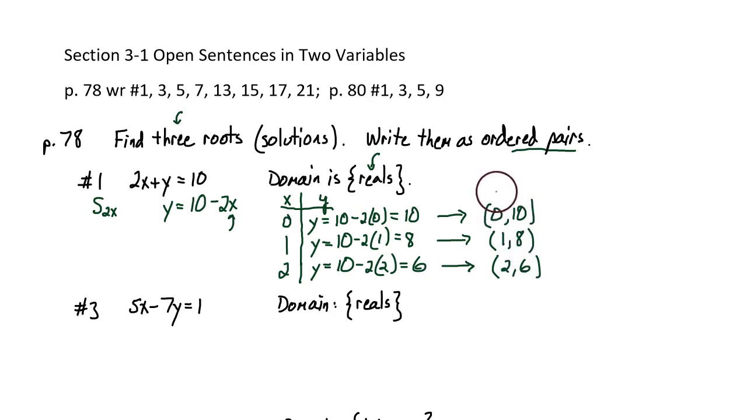We were asked for three roots and we were told to write them as ordered pairs. So here are three ordered pairs. There are many other ordered pairs, but these are the ones that use the values of x that I chose to use in my table.